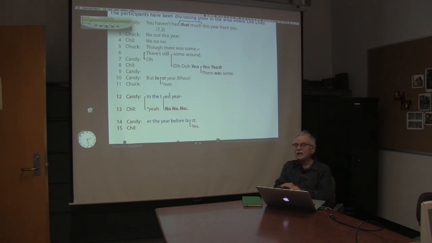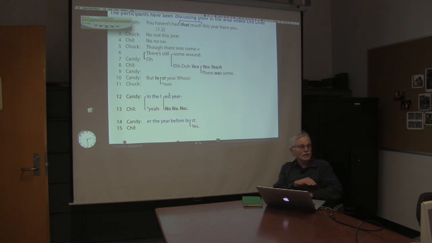Because if you look at line 12, just about 2 seconds earlier or less, she said something different. She said last year. And why now is she saying the year before last? It's because Chill has cut in, and with his no, no, no, he's objected to what she is saying. And clearly he's the big expert. He's the one that lives in the area.